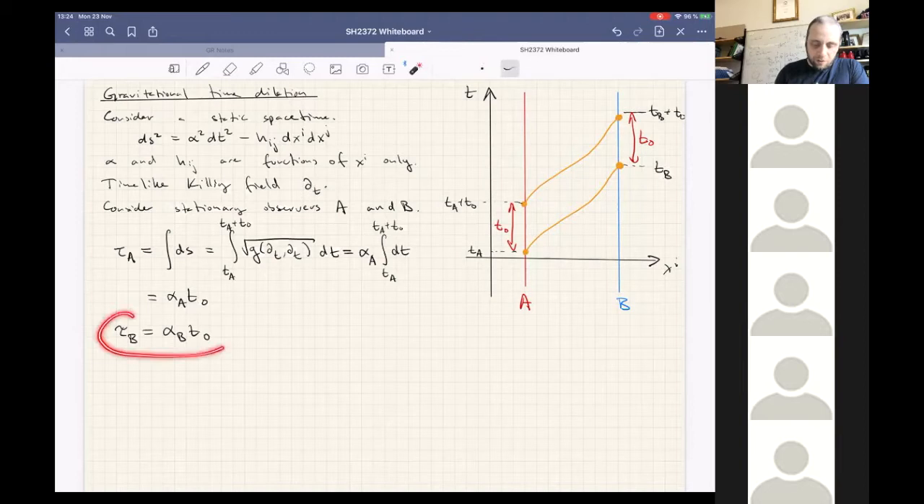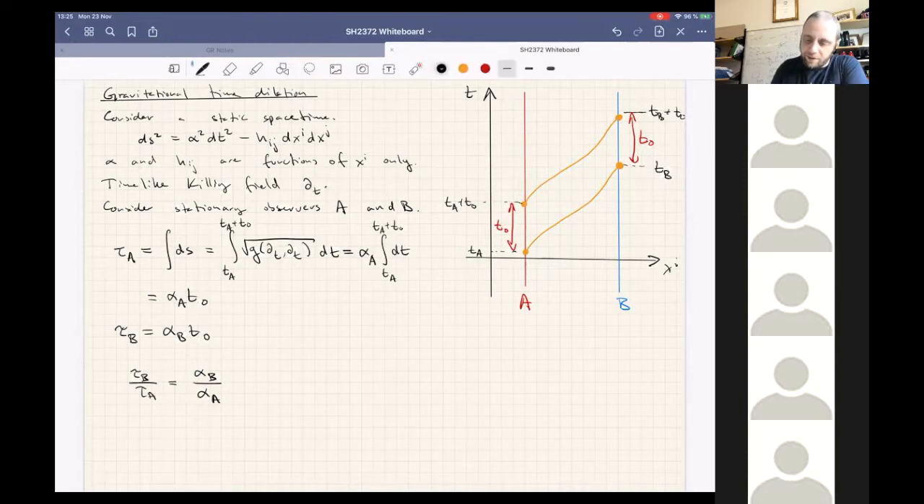So of course now both of those proper times include the variable T0, which means that if I take the ratio of those two, if I take the proper time elapsed for the B observer, divide that by the proper time elapsed for the A observer, this is going to be equal to alpha B divided by alpha A. So it's only going to be dependent on this function that multiplies the t coordinate in the line element. So this means that if alpha B is larger than alpha A, then for the same change in the global time coordinate, B will experience a longer proper time.